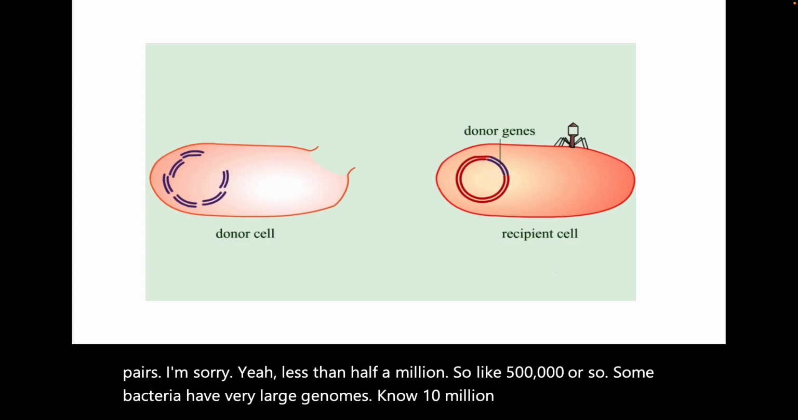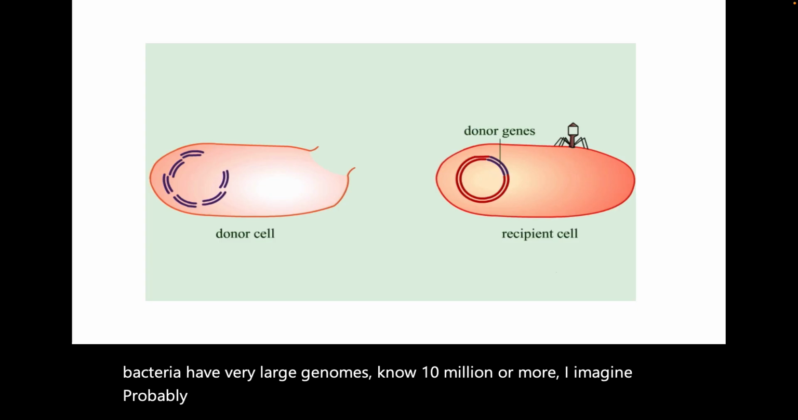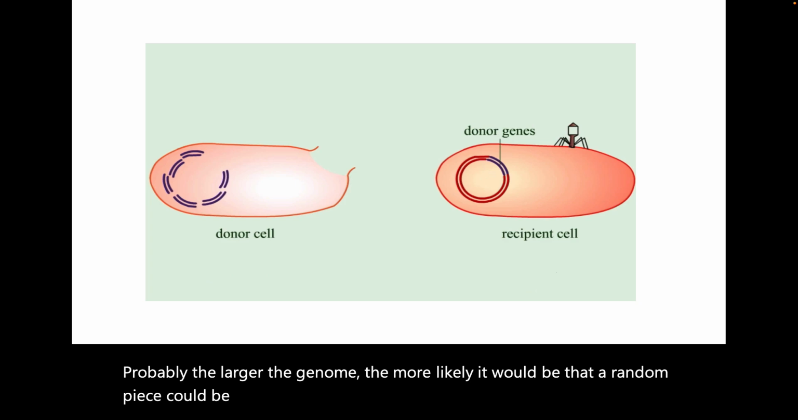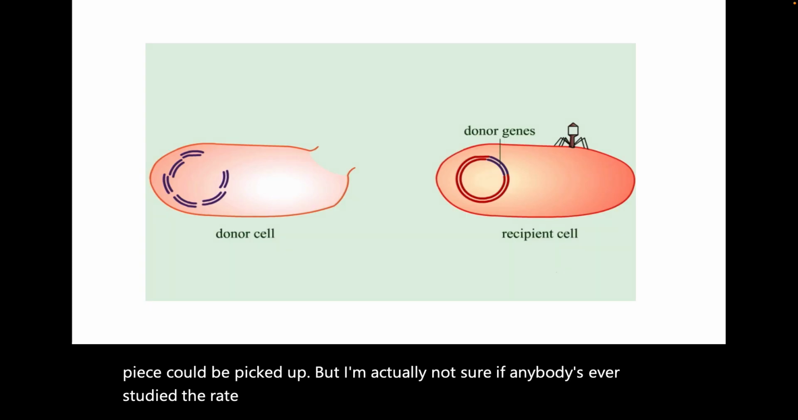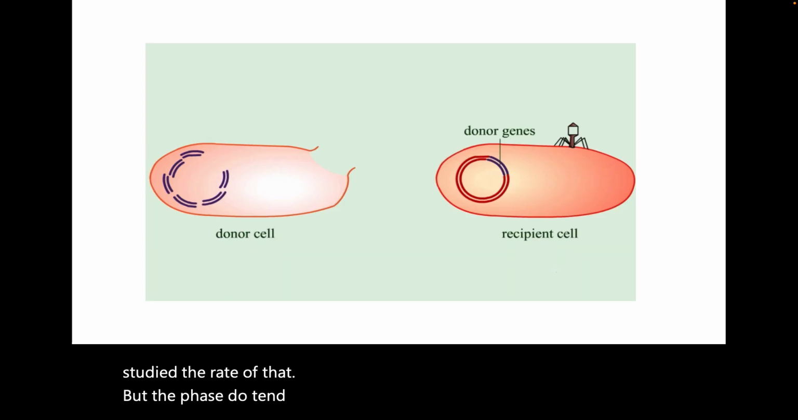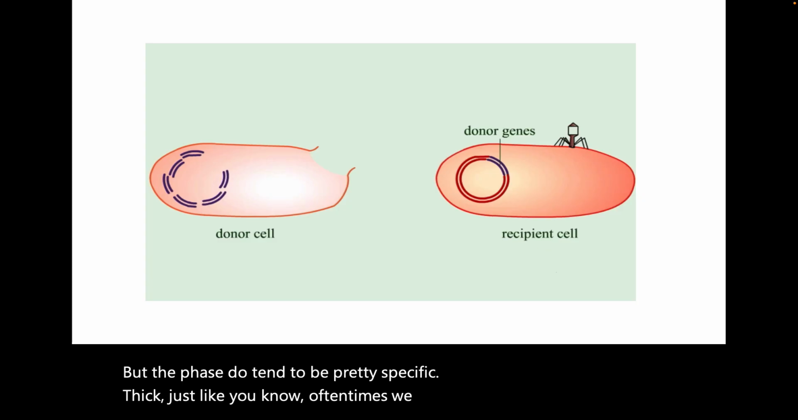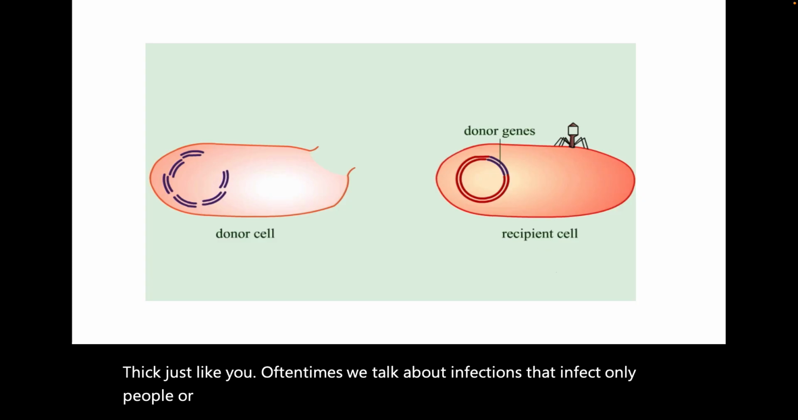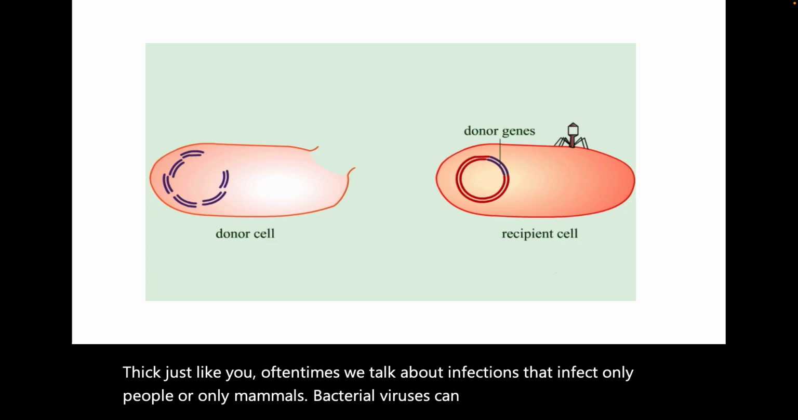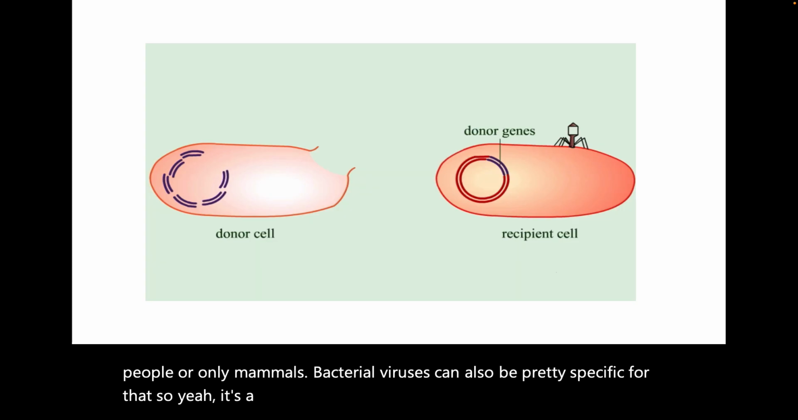I imagine probably the larger the genome, the more likely it would be that a random piece could be picked up. But I'm actually not sure if anybody's ever studied the rate of that. But the phage do tend to be pretty specific. Just like, oftentimes we talk about infections that infect only people or only mammals. Bacterial viruses can also be pretty specific for that. So yeah, it's a really good question, and I'm not sure.